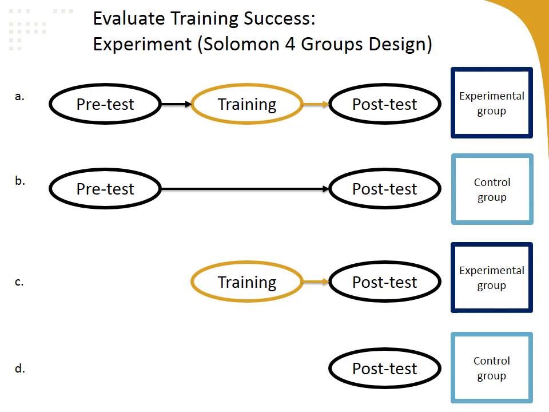So you'll see that pictured here is something called the Solomon 4 groups design. And it really uses 4 different groups to determine, with a pretty high degree of certainty, if training causes observed changes in job knowledge or performance.